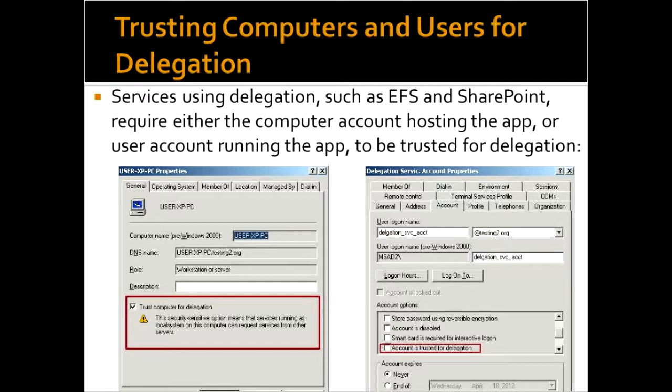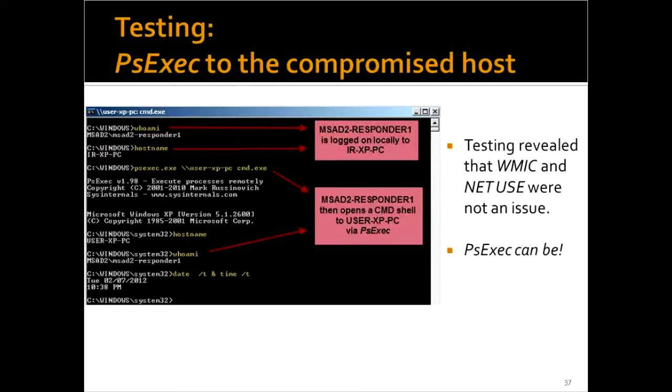Now, when it is trusted for delegation, then when we connect to the remote system, if we are allowed to produce our delegate-level token, then it will be cached. I'm going to show you a way here in just a second how we can prevent that delegate-level token from being created, whether or not the computer or account is trusted for delegation. But this is the requirement to allow delegation to occur.